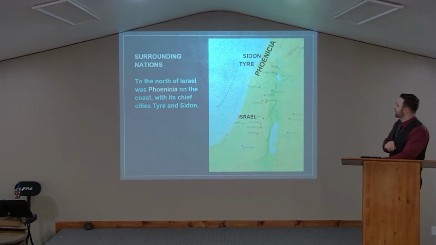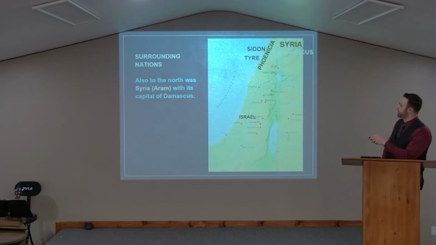Now to the north, we've covered to the east and west. To the north of Israel was Phoenicia, with its cities of Tyre and Sidon right here on the coast. Also, way further up north, we have Syria, with the capital of Damascus. And Damascus is right here. I don't know if you guys can see that or not.